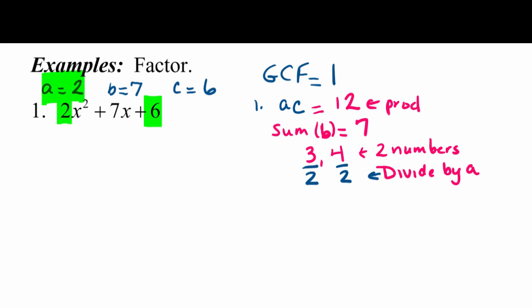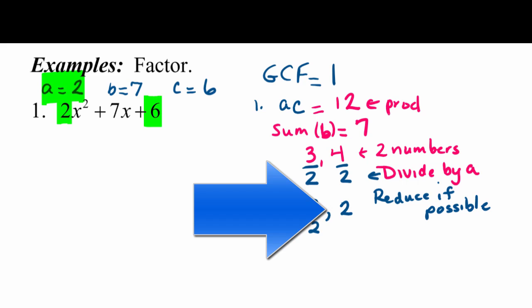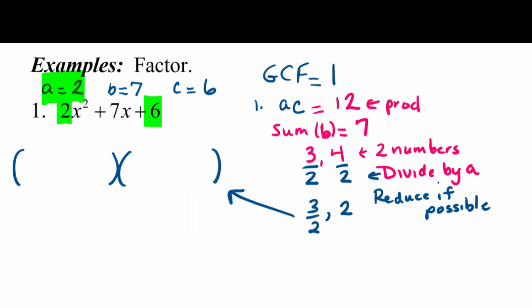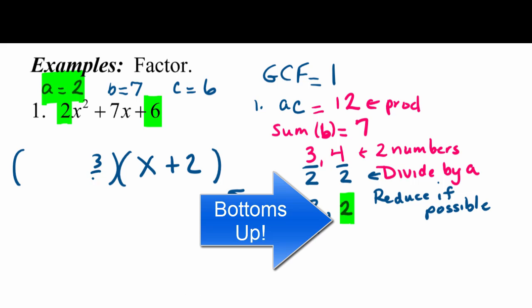Now this next step is really important, because you're going to reduce, if possible. So the 3 halves does not reduce, so it is unchanged. But the 4 over 2 reduces to a 2. Now you're going to bring these over here and create your set of parentheses. The 2 is easy: you're going to write a parenthesis that says x plus 2. But the 3 halves, I'm going to put it here for a minute: x plus 3 halves.